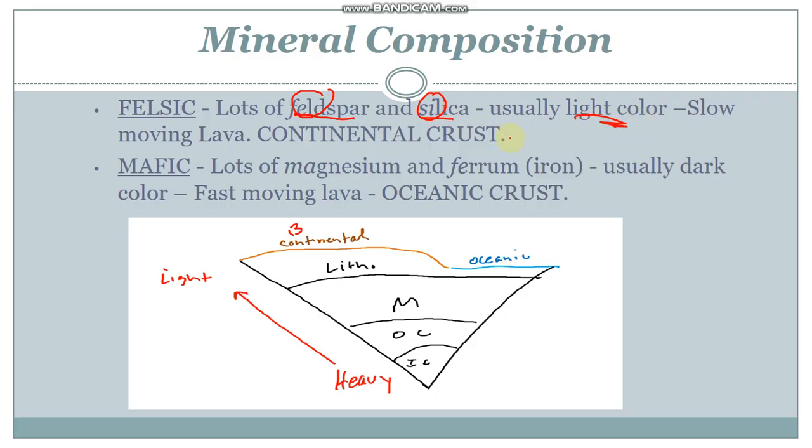And this is like the slow moving lava. This is the gooey lava. This is the lava that traps gases. So a felsic volcano tends to be more explosive because it traps the gas.